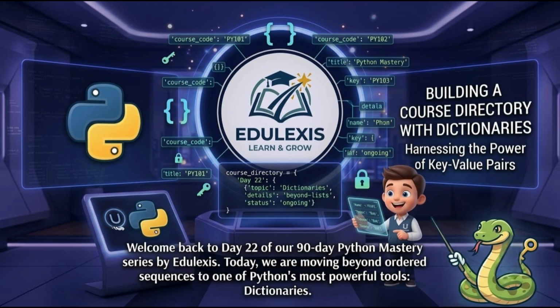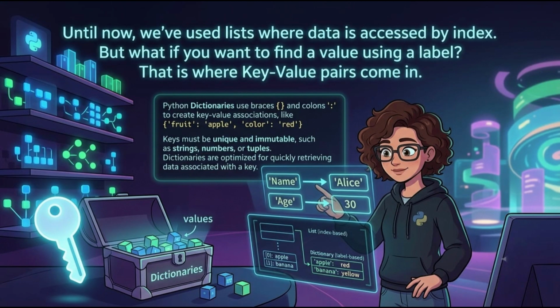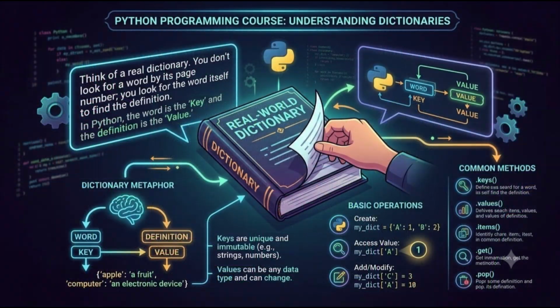Today, we are moving beyond ordered sequences to one of Python's most powerful tools, dictionaries. Until now, we've used lists where data is accessed by index. But what if you want to find a value using a label? That is where key-value pairs come in. Think of a real dictionary. You don't look for a word by its page number, you look for the word itself to find the definition. In Python, the word is the key and the definition is the value.